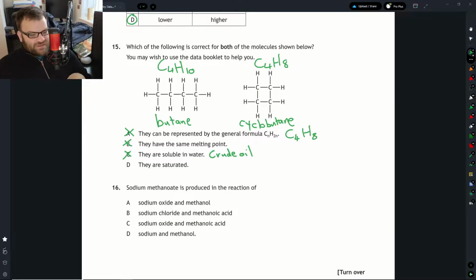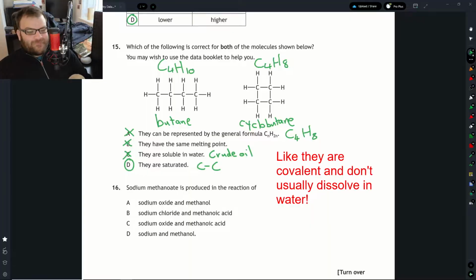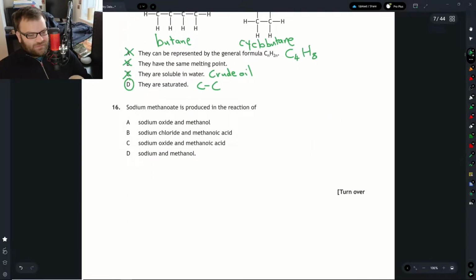If we look at the next one, saturated means that there are single bonds between the carbons, and both of them do satisfy that. So I'm going off the fact that that's definitely correct. My explanation for why C is wrong is terrible. If you've got any ideas of a better way of explaining it, please share them with me. But D would be the correct answer anyway for that one.